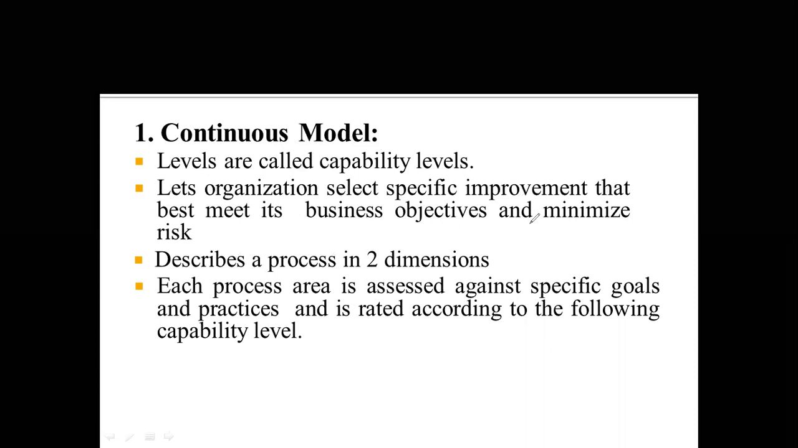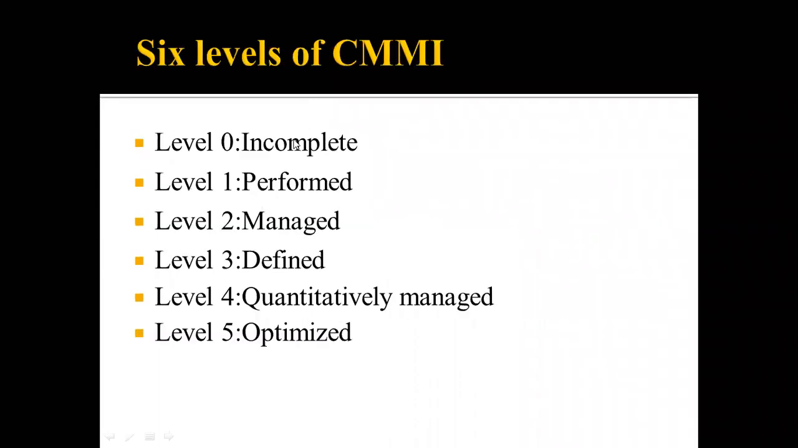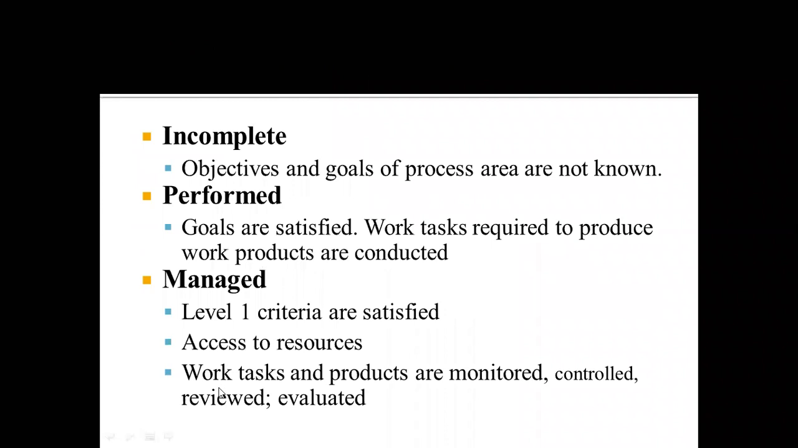The next point is, as we have seen, this particular process is two-dimensional, with X and Y axis. You've got processes and capabilities, with 6 different levels on the Y axis. Now, going on to the 6 different levels of the continuous model. Level 0 is called incomplete, level 1 is performed, level 2 is managed, level 3 is defined, level 4 is quantitatively managed, and level 5 is optimized. Now we'll go one by one through each and every level.